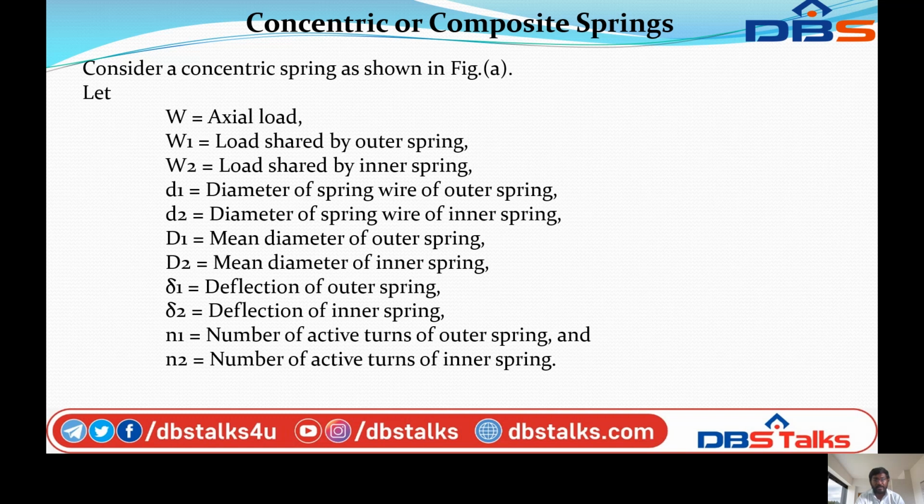Small d1 is the diameter of the spring wire of the outer spring, d2 is the diameter of the spring wire of the inner spring. Capital D1 is the mean diameter of the outer spring, capital D2 the mean diameter of the inner spring. Delta 1 is the deflection of the outer spring, delta 2 the deflection of the inner spring. N1 is the number of active turns for the outer spring, and N2 the number of active turns in the inner spring.